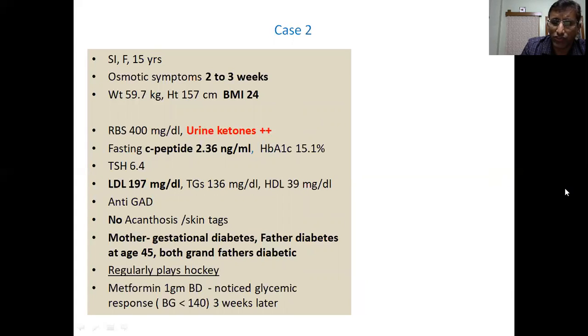So when we have a mixture of features, some criteria favoring type 2, some not favoring type 2, again it forms a slight diagnostic dilemma. But in this child, we chose to treat her as type 2 with metformin, and she had a very good glycemic response within 3 weeks.